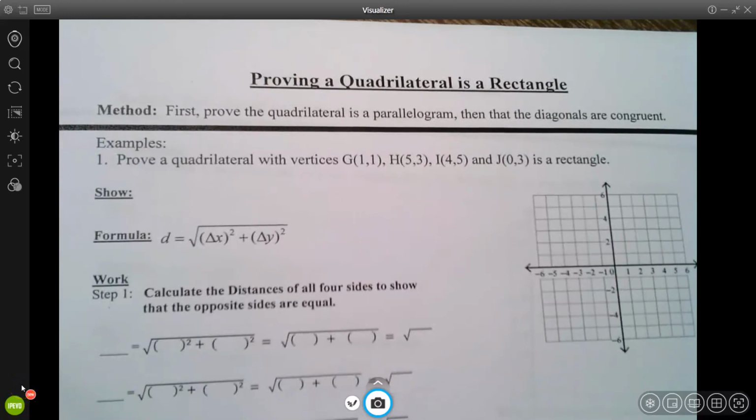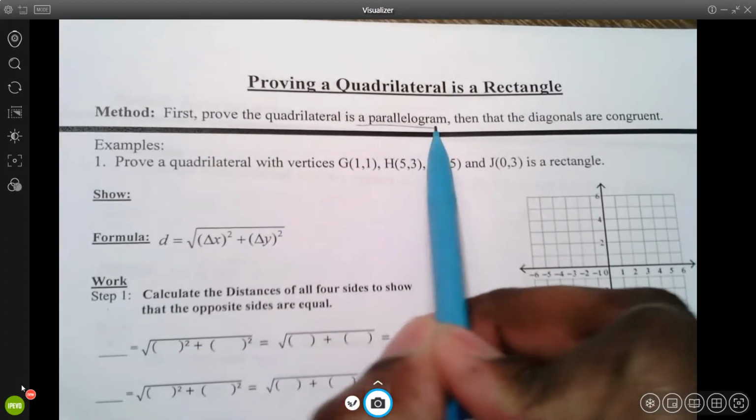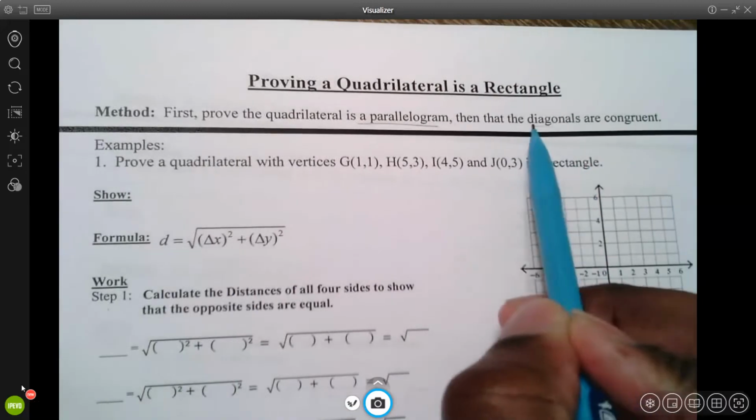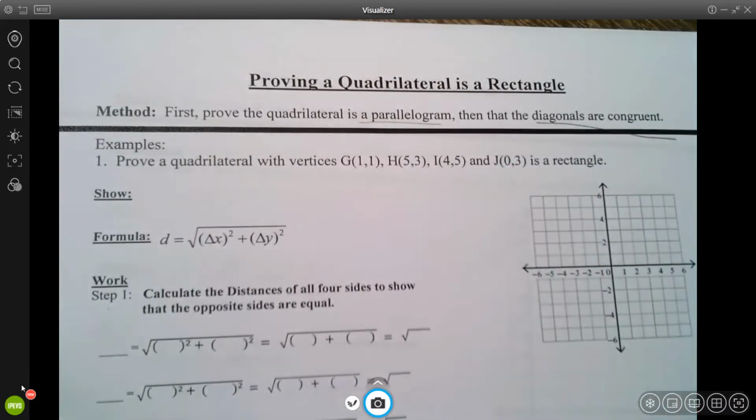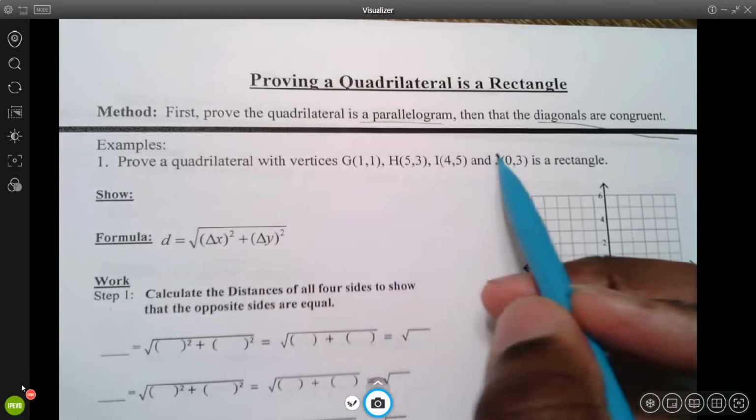This video is about proving a quadrilateral is a rectangle. The method is, first you have to prove the quadrilateral is a parallelogram. Then after that, you can prove that the diagonals are congruent. If both of those are true, then it's a rectangle. So it says, prove this quadrilateral is a rectangle.